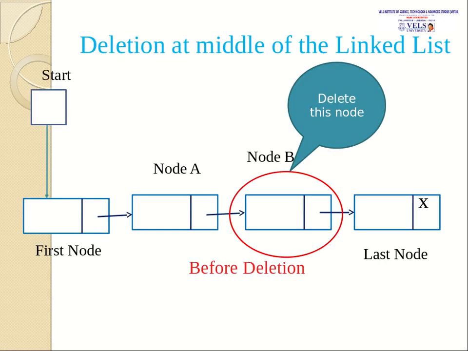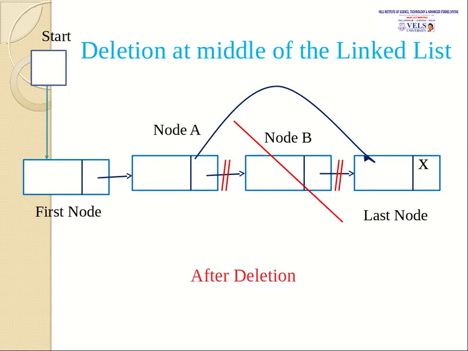Next we want to delete node B, which is in the middle. I want to do the operation of deletion at the middle. So how can I do this? Node A is having a link to node B, so instead of having node B as its link, I am going to have the link of the last node. What is there in node B's link has to be copied here. That means node B will be removed. So the address that is in node B's link will be stored in node A's link, so that it is directly pointing to the last node.